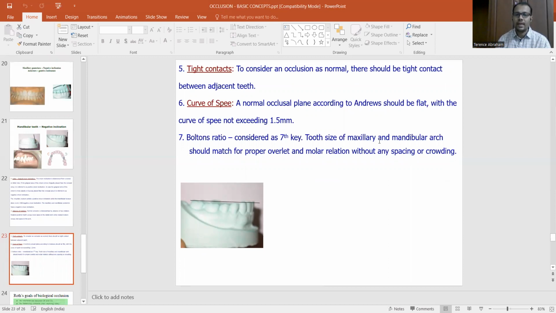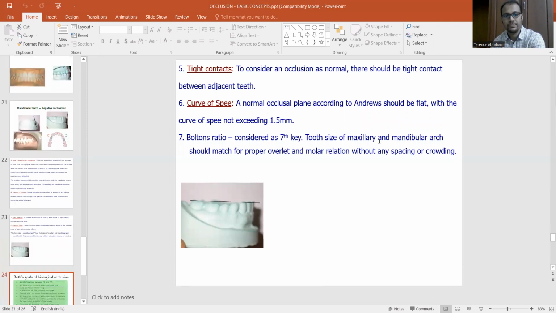Fifth key is there should be a tight contact between the adjacent teeth. Sixth key is the curve of Spee. That means the normal occlusal plane according to Andrews should be flat, so the curve should not be more than 1.5 mm. And there is one more key, the seventh key. It is the Bolton's ratio, the tooth size discrepancy between the maxillary and mandibular arch. That is the seventh key of normal occlusion.